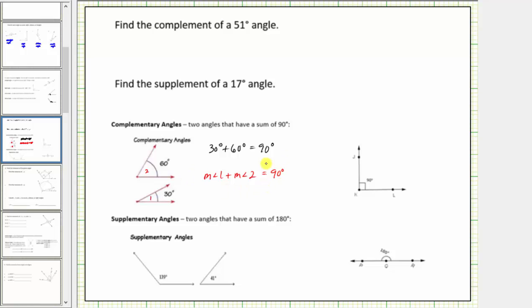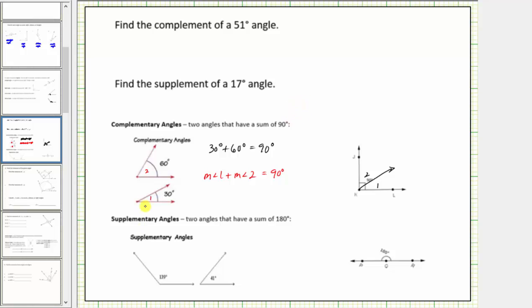Another way to think of this is if we were to combine two complementary angles, they would form a 90-degree angle as shown here. So if we break up this right angle into two angles using this ray here, and call this angle 1 and this angle 2, the sum of the measures must equal 90 degrees, and therefore together they form a right angle.